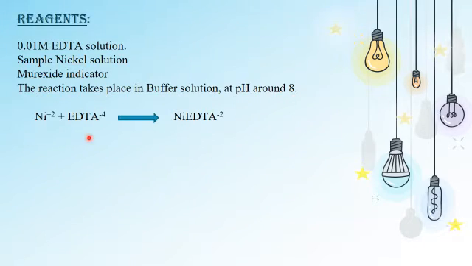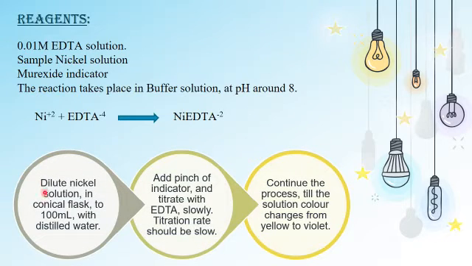This chemical equation here shows that 1 mole of both of these reagents is used to give 1 mole of the product, the nickel EDTA complex. The first step in the procedure is dilution of the nickel solution in a conical flask up till 100 milliliters with the addition of distilled water. In the second step, a pinch of indicator is added to it, and then it is slowly titrated with EDTA solution. The process is continued till the solution color changes from yellow to violet, which gives the end point of this titration.